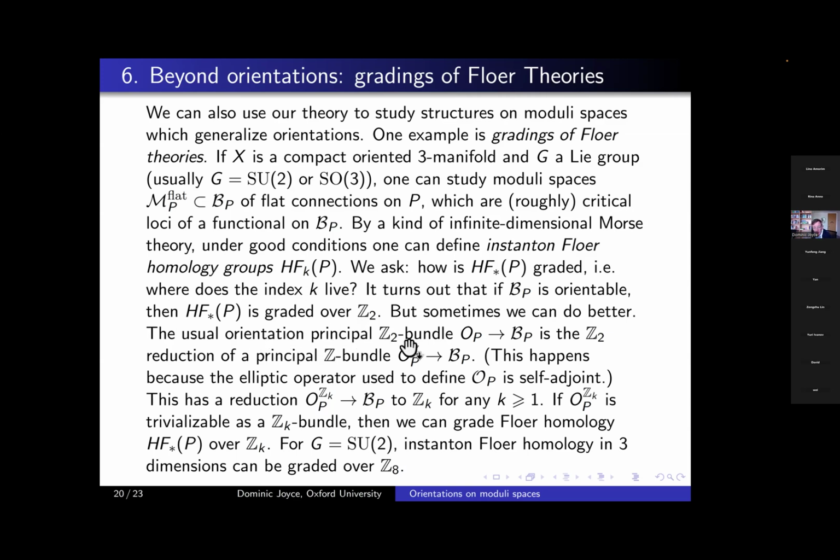So the usual orientation Z2 bundle OP over BP is actually the Z2 reduction of a principal Z bundle over BP. This is something which happens because the elliptic operator used to define OP is self-adjoint, and the Z bundle is to do with counting eigenvalues of a self-adjoint operator which cross 0 as you deform the operator. The principal Z bundle has a reduction to a principal Zk bundle, and if this principal Zk bundle is trivializable, then you can grade Floer homology over Zk. It's known, for example, that when G is SU2, instanton Floer homology in 3 dimensions can be graded over Z8.